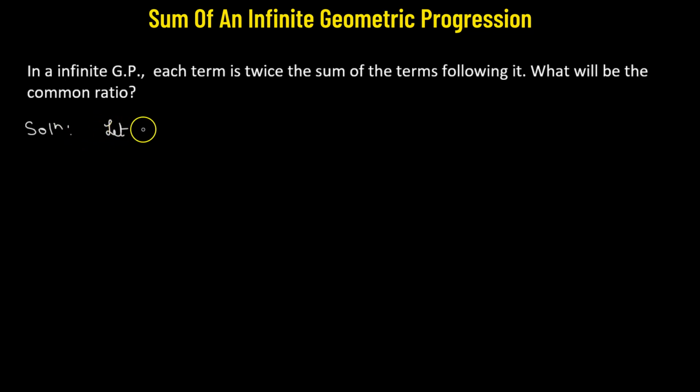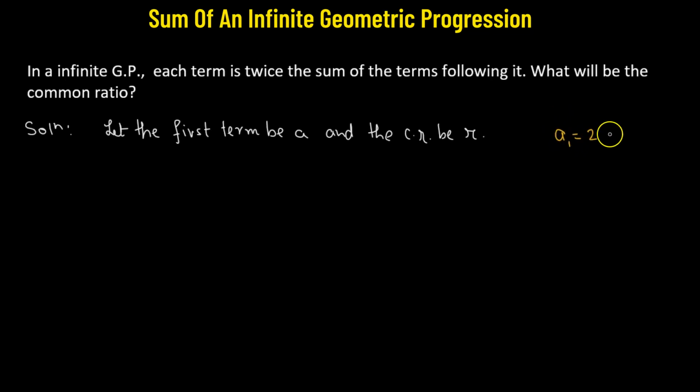So let the first term be represented by the letter a in lowercase, and we're also going to define the common ratio. The common ratio will be defined by the letter r in lowercase as well. Now it's given here that each term is twice the sum of the terms following it. So that means if we consider the first term, this will be equal to twice the second term, the sum of the second term, third term, and the terms following it.